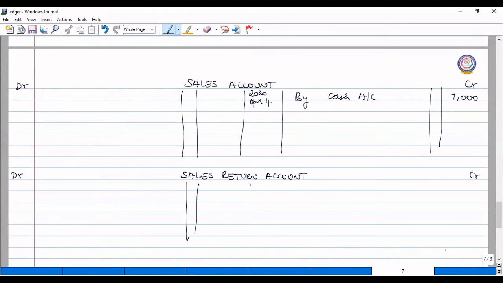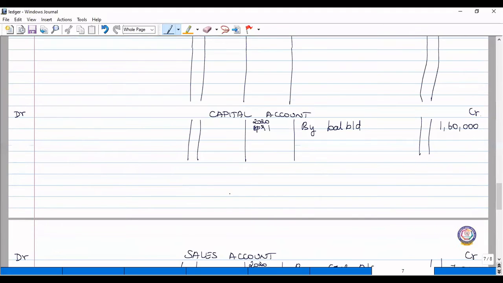So sales return on 2020 April 6th. And who has returned? Ram has returned goods worth rupees 1,000. Okay. Now the debit item is posted in the respective ledger.